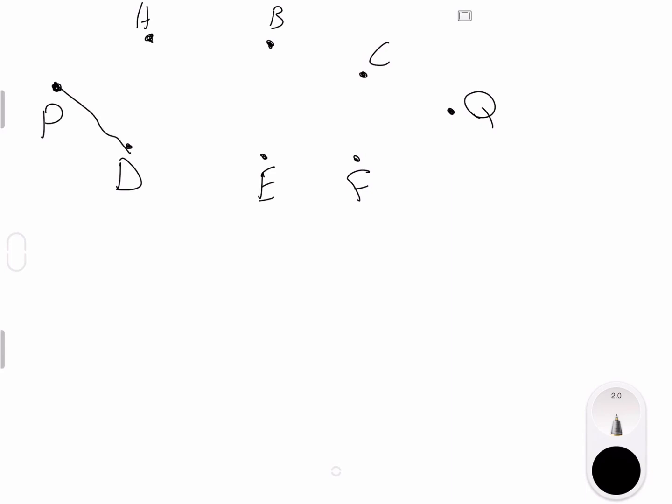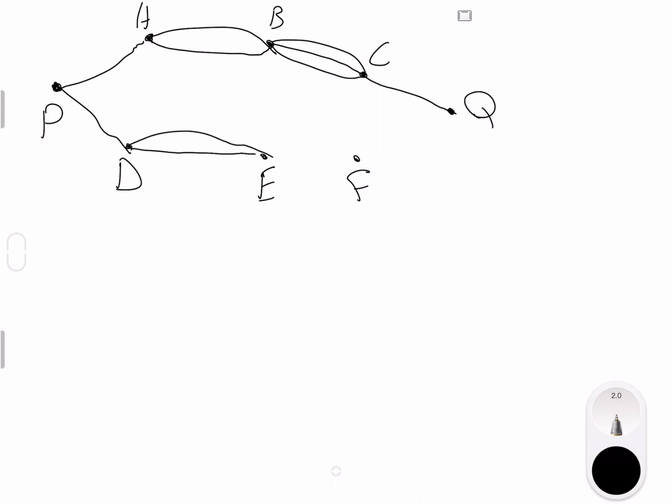We're going to have one way between P and A and D, two ways between A and B, three between B and C, and one between C and Q. Between D and E we're going to have four different ways. Between E and F we're going to have two different ways, and again one way between F and Q. So you might start to think, well, this kind of looks like a bit of a roadmap and how we could get from P to Q.